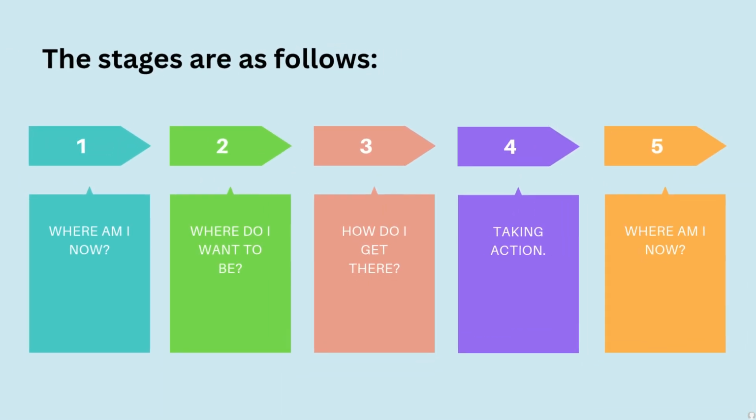The first stage of this process is: where am I now? This is where you review your achievements and progress and undertake self assessments. The second stage is: where do I want to be? This is where you decide your goals. The third stage is: how do I get there? This is where you define the strategy you will need to use to achieve your goals and break it down into smaller steps you will need to take to achieve your targets.